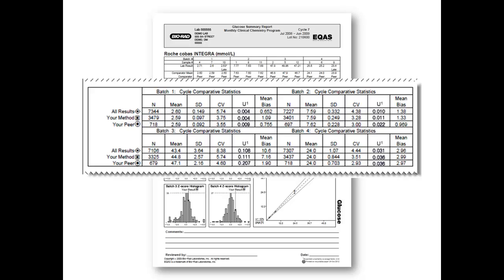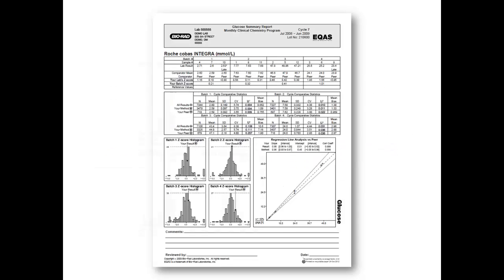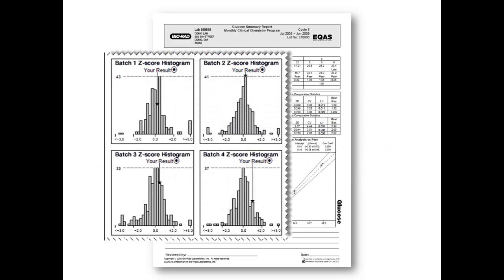All 4 batches are represented in this section. You can also examine how your z-score for each batch compares to that of your peer, method, all results, or mode by looking at the histogram for each batch. The symbol next to the Your Result identifies your comparator.